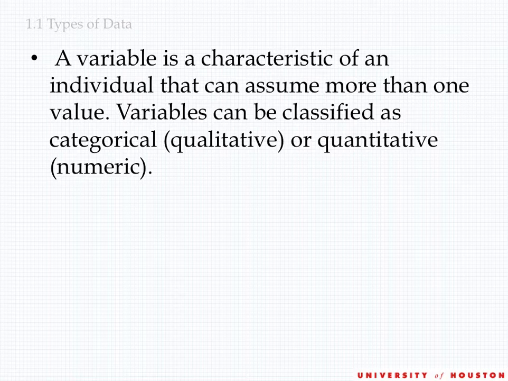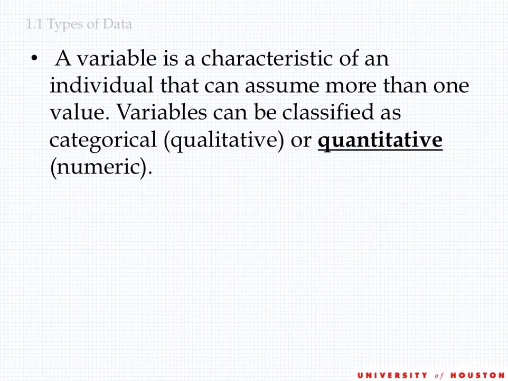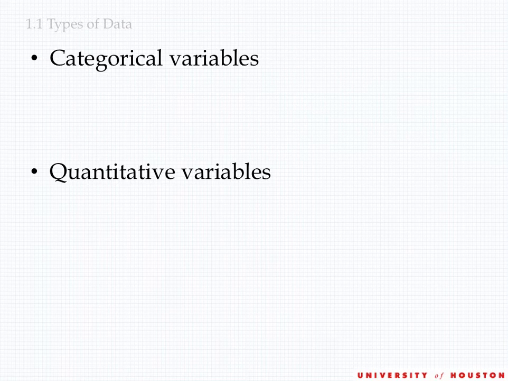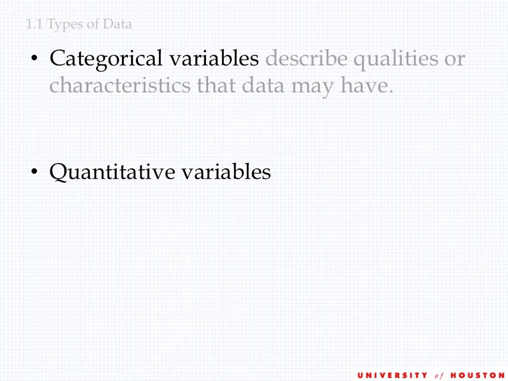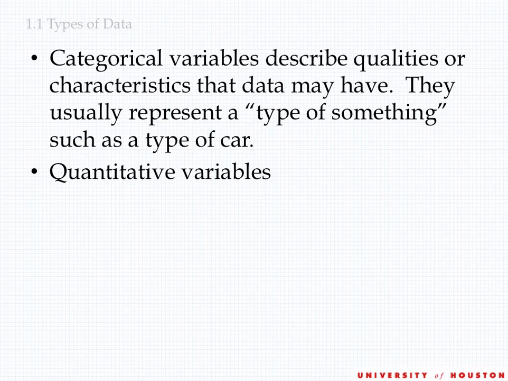A variable is a characteristic of an individual that can assume more than one value. Variables can be classified as categorical or qualitative, or they can be classified as quantitative or numeric. Categorical variables describe qualities or characteristics that data may have. They usually represent a type of something, for example, a type of car or eye color.